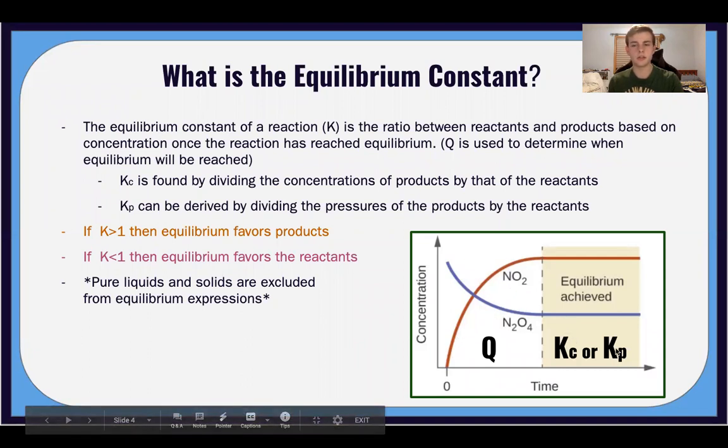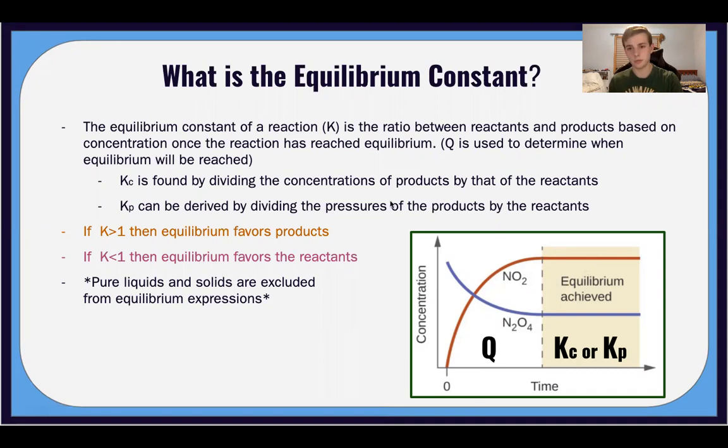And then Kc or Kp, for concentration or pressure, is used to determine the ratio once equilibrium has actually been reached. So Kc is found by dividing the concentrations of products by that of the reactants, and Kp can be derived by dividing the pressures of the products by the reactants.